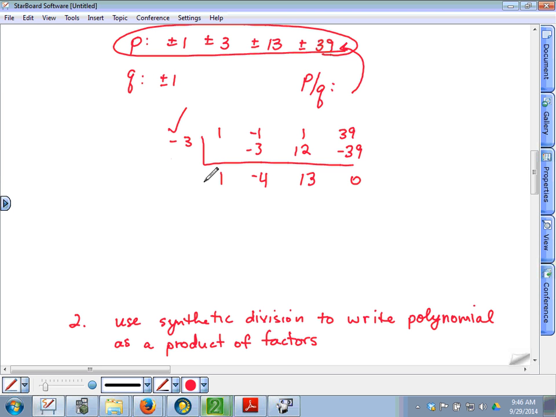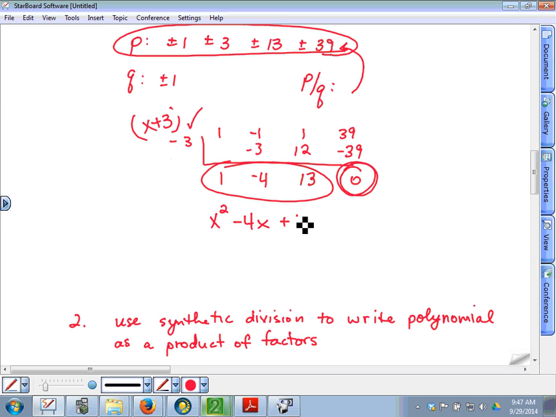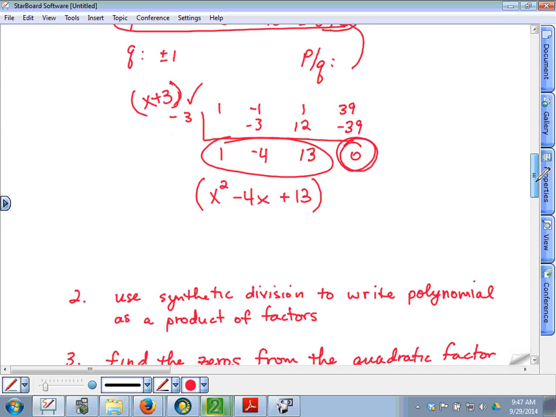Let me try to explain this one more time. Because the remainder was 0, synthetic division has given us 2 factors. We know that x plus 3 is a factor because of right here. And then we also know that this is a factor because the remainder is 0. What is that factor? X squared minus 4x plus 13. So I'm going to rewrite the polynomial as this factor, x plus 3, times that factor, x squared minus 4x plus 13.